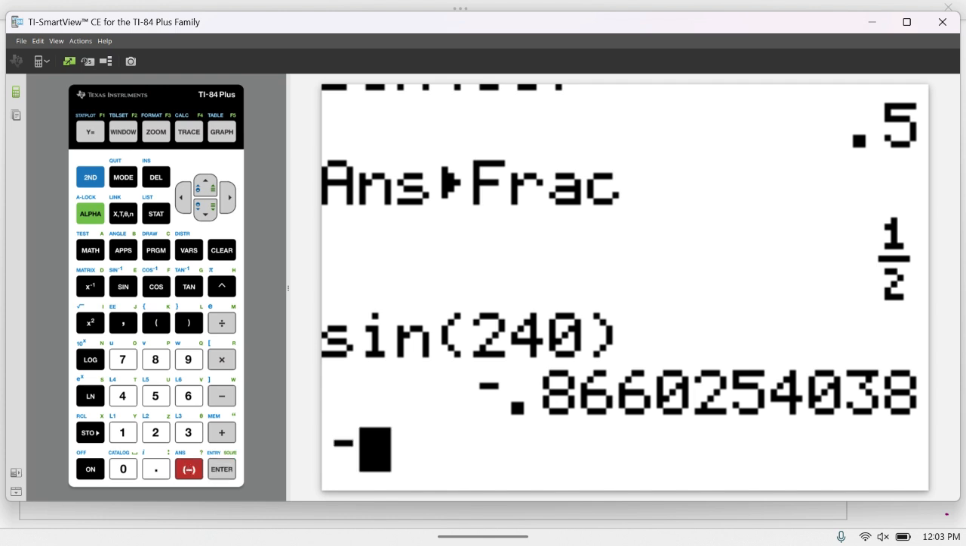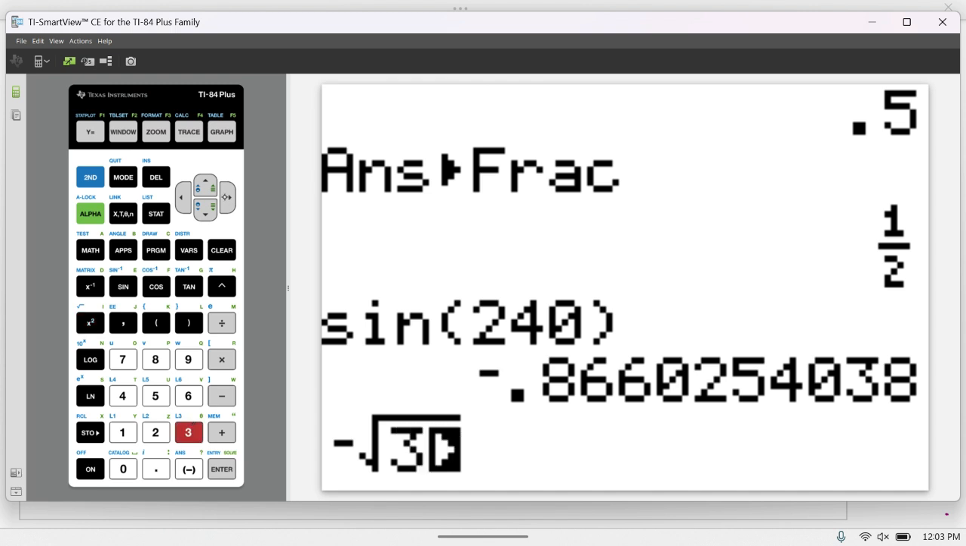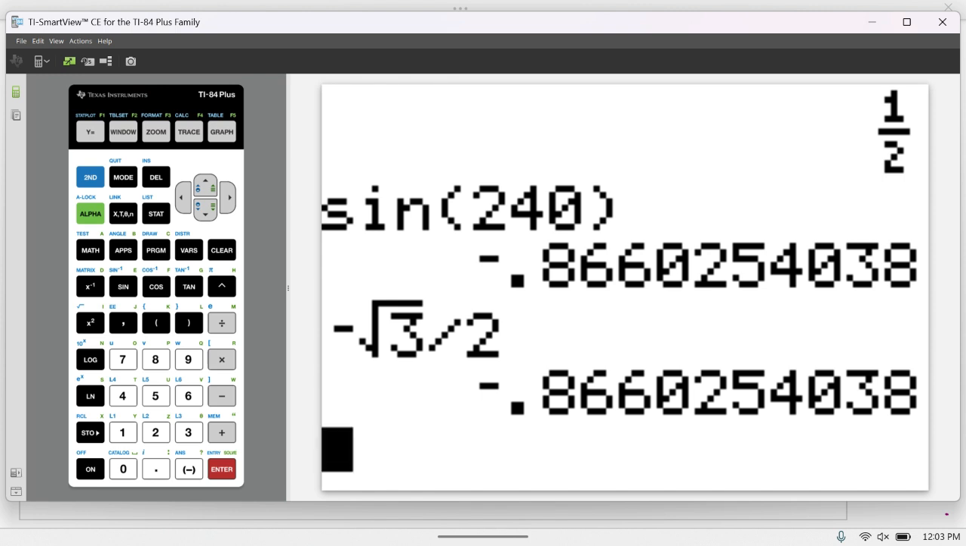So I'm going to type in negative square root of 3, and then I'm going to divide it by 2. And I want to see if I get the exact same decimal that I got when I did sine of 240. And I did. So yeah, that's why the unit circle is important. It gives you those exact answers. Put the phones up.